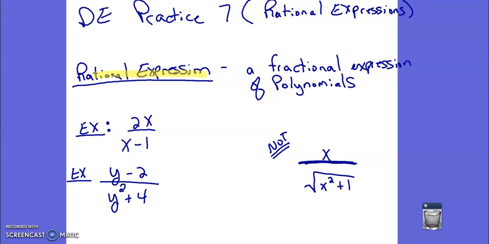So example, over to the left, I have this one. Again, the top and the bottom, the numerator and denominator, are both polynomials. Same thing with this one, the numerator and denominator are both polynomials. So those are both rational expressions.